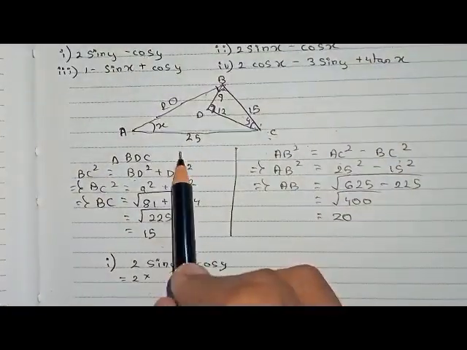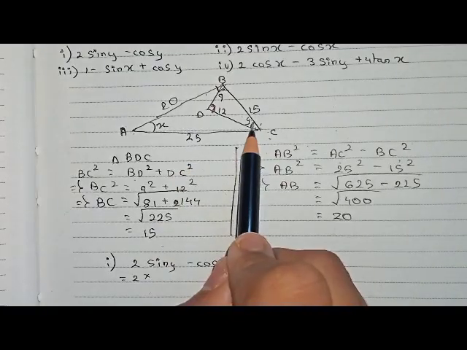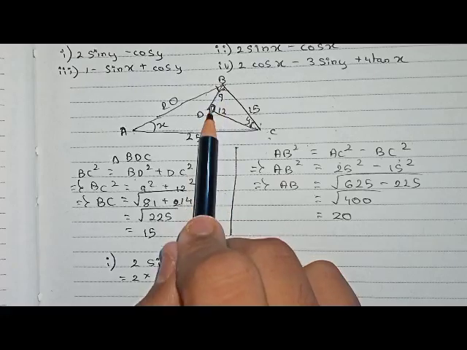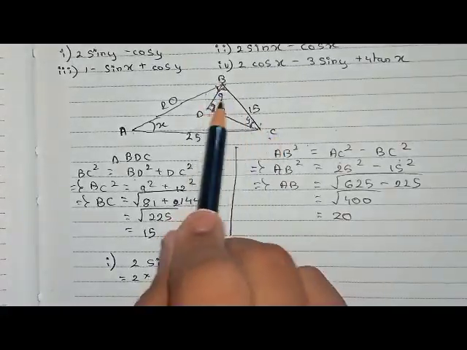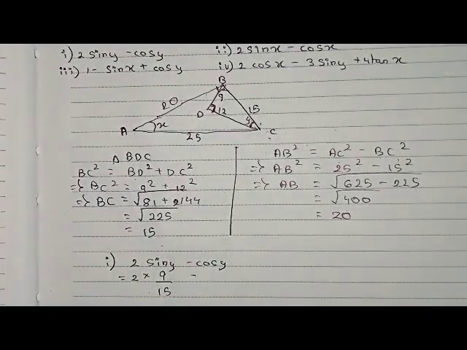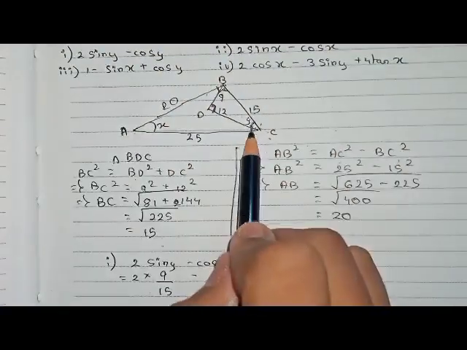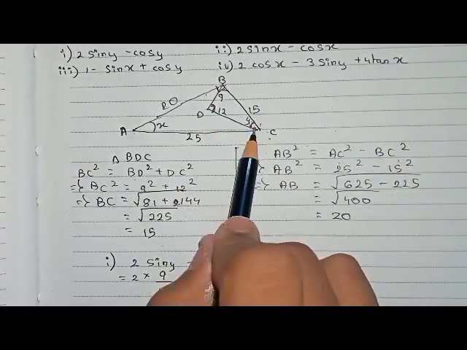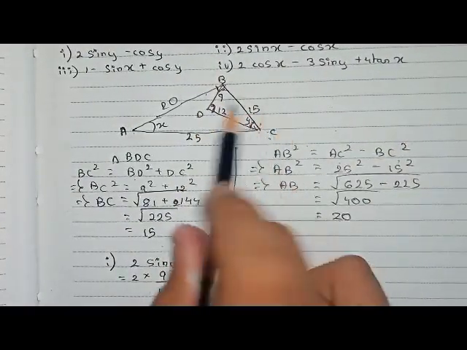So sin y. So here is our y. Sin y means height by hypotenuse. Height is BD and hypotenuse is BC. So 9 by 15 minus cos y. Cos y means base by hypotenuse, so 12 by 15. DC is the base and BC is the hypotenuse, so 12 by 15.